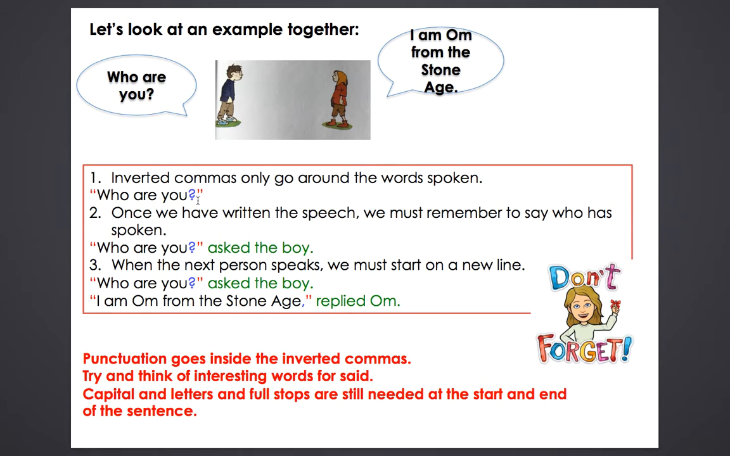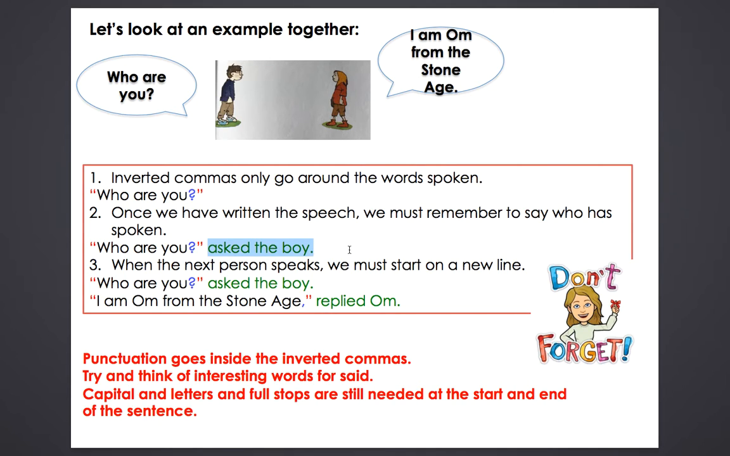Okay, now I've got a question mark in that sentence, so the question mark must go before the inverted comma at the end of the speech. Then, once we have written the speech, we must remember to say who has spoken. So I can't just put "Who are you?" with my inverted commas. I must do my reporting clause to say who said it afterwards, which is "asked the boy".